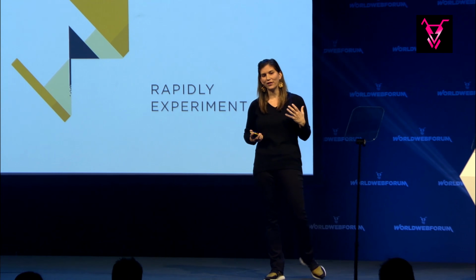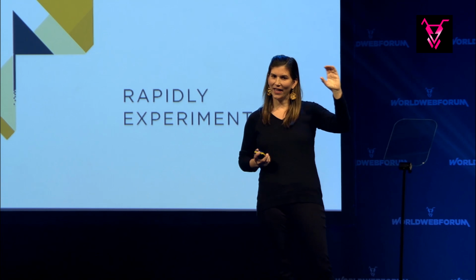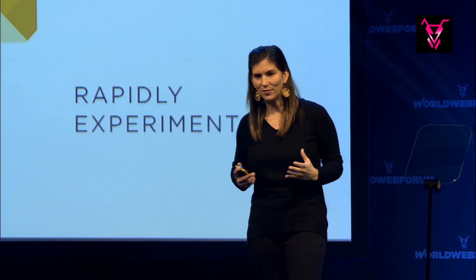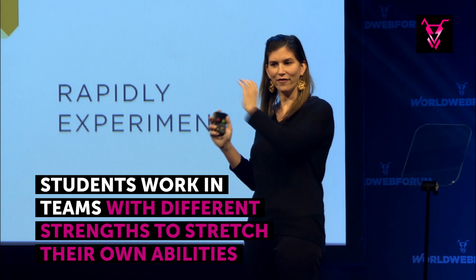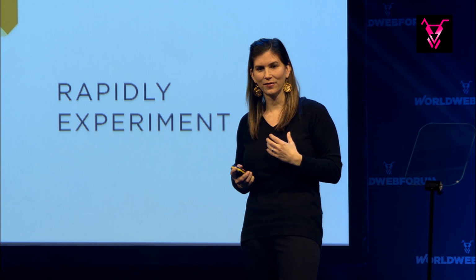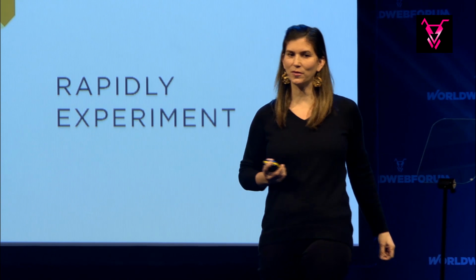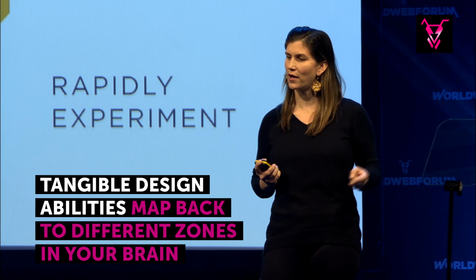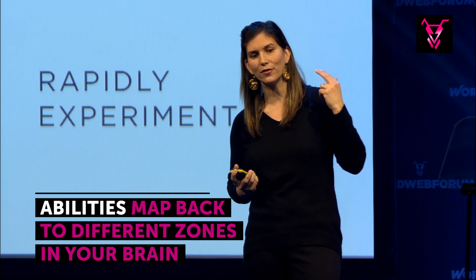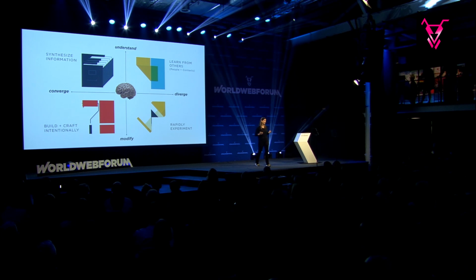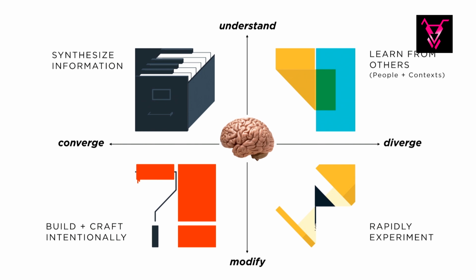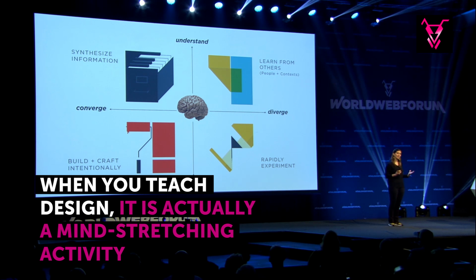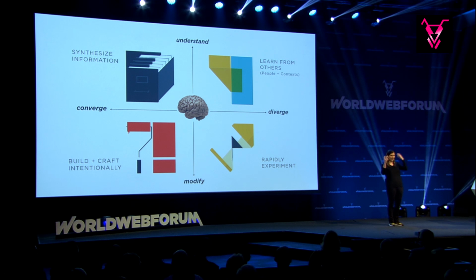We have our students try to figure out what is their home base, and then stretch from there. And we put them in teams where they're working with people that have different strengths. And this is interesting. We call these tangible design abilities because while they fit into these 4 quadrants, those 4 quadrants actually also map to different places in your brain. So when you are synthesizing information, you're using a different part of your brain than if you are rapidly experimenting and using your motor cortex. And so when we teach them design, we're actually having students stretch their minds.